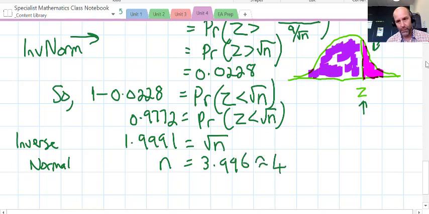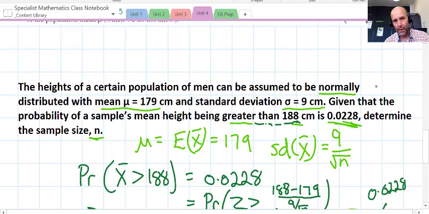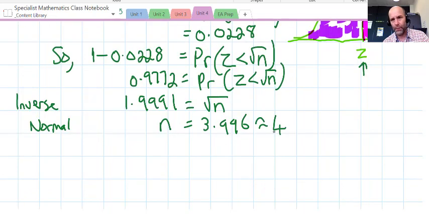So we'll need about 4. Let's interpret the question again: given that the probability of a sample's mean height being greater than 188, determine the sample size under those conditions. We will need 4 people. Now we didn't need n to be greater than 30 in this because it was already normally distributed. If you're worried about n being so small, it's a normal distribution anyway, and from our previous work, we know that's fine. So 4 men would be needed for that probability to arise. The next video is on confidence intervals.